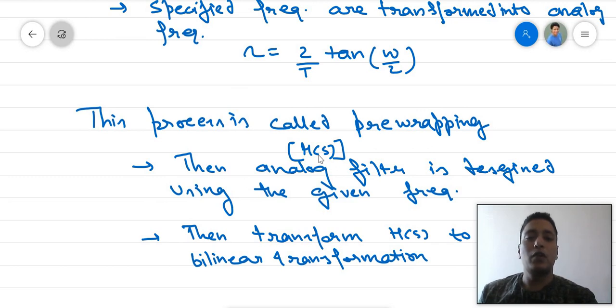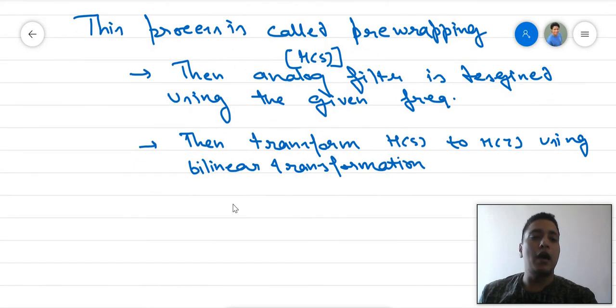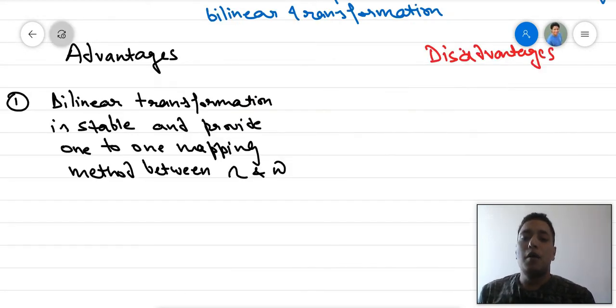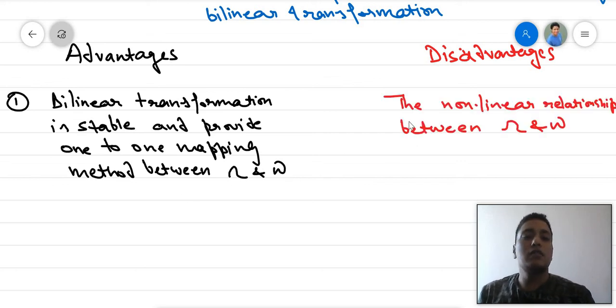First, we will find out an analog filter using the given frequency, that is H(s), and then we will transform that H(s) to H(z) using bilinear transformation. So after this wrapping and pre-wrapping effect, we will go through some advantages and disadvantages of bilinear transformation. So the first advantage is bilinear transformation is stable and provides a one-to-one mapping between analog omega and digital omega. And the disadvantage is the relationship between analog omega and digital omega is non-linear in nature.